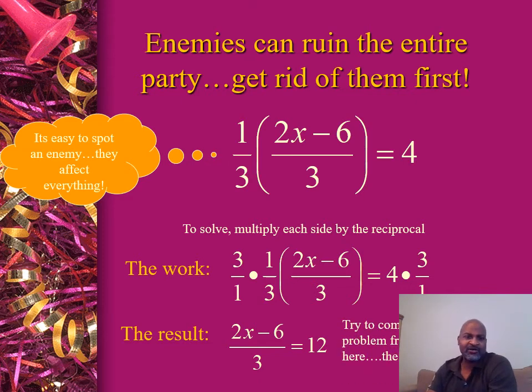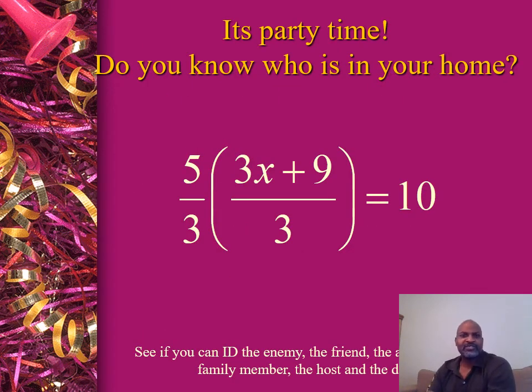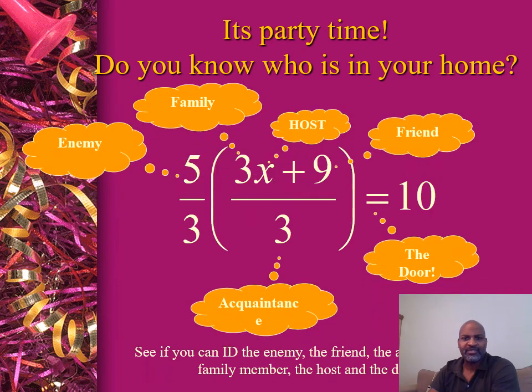Now all you have are acquaintances, family, and friends. And that's basically that. I think we got maybe a couple more, so see if we can do this one. It's party time. Do you know who's in your house? See if you can identify the enemy, the friend, the family member, the host, and something else there. I can't see it with my screen on there. So let's see if we can identify them all. There's everybody. Oh, and the door. Equal sign is the door.